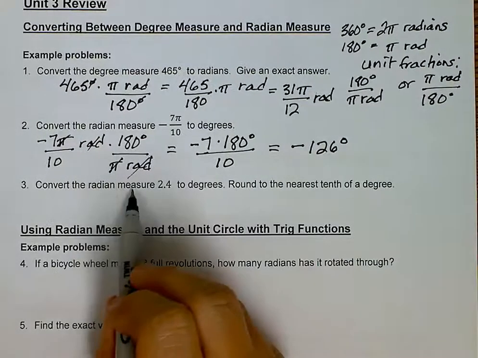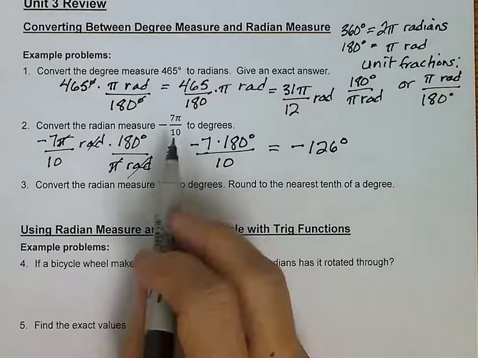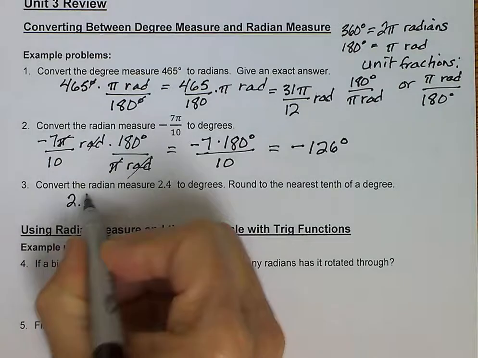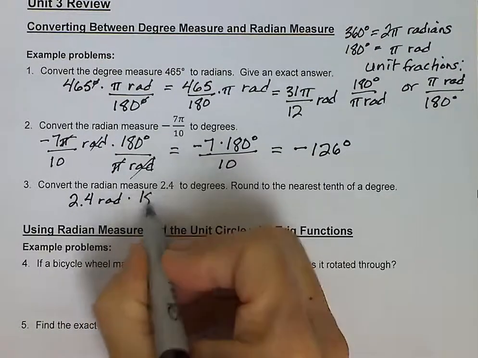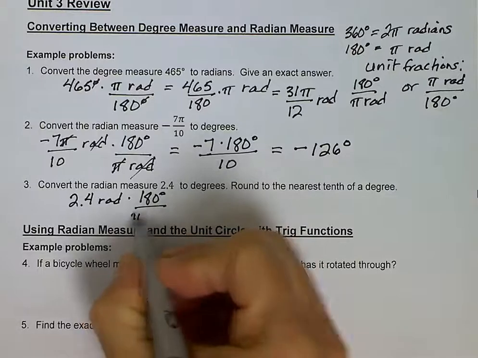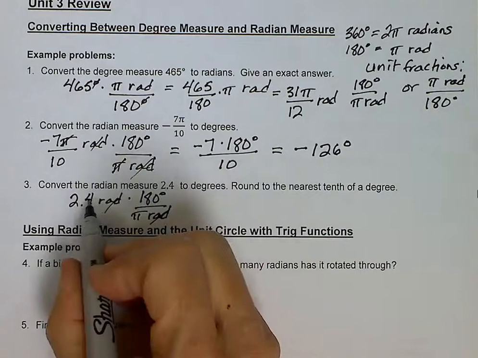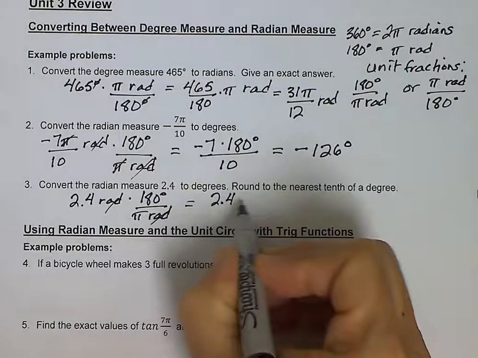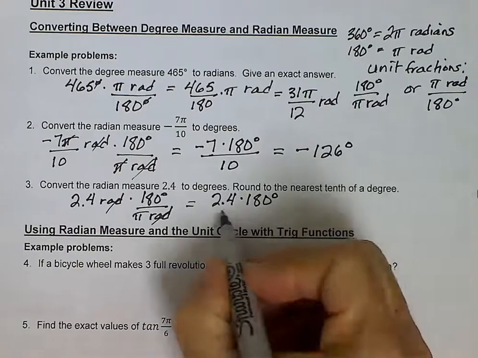Here's another one where we're starting with radian measure. This time it's as a decimal instead of having pi with it. We're still going to use the same unit fraction. We have 2.4 radians times 180 degrees over pi radians. The radians cancel, but this time we don't have a pi here to cancel. What we end up with here is 2.4 times 180 degrees divided by pi.